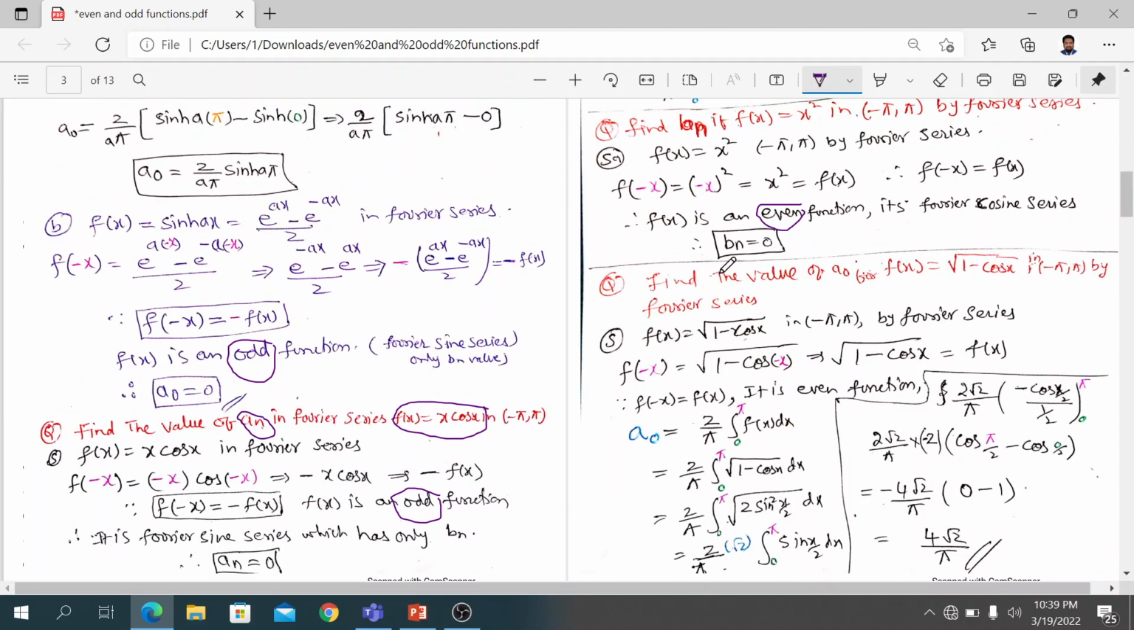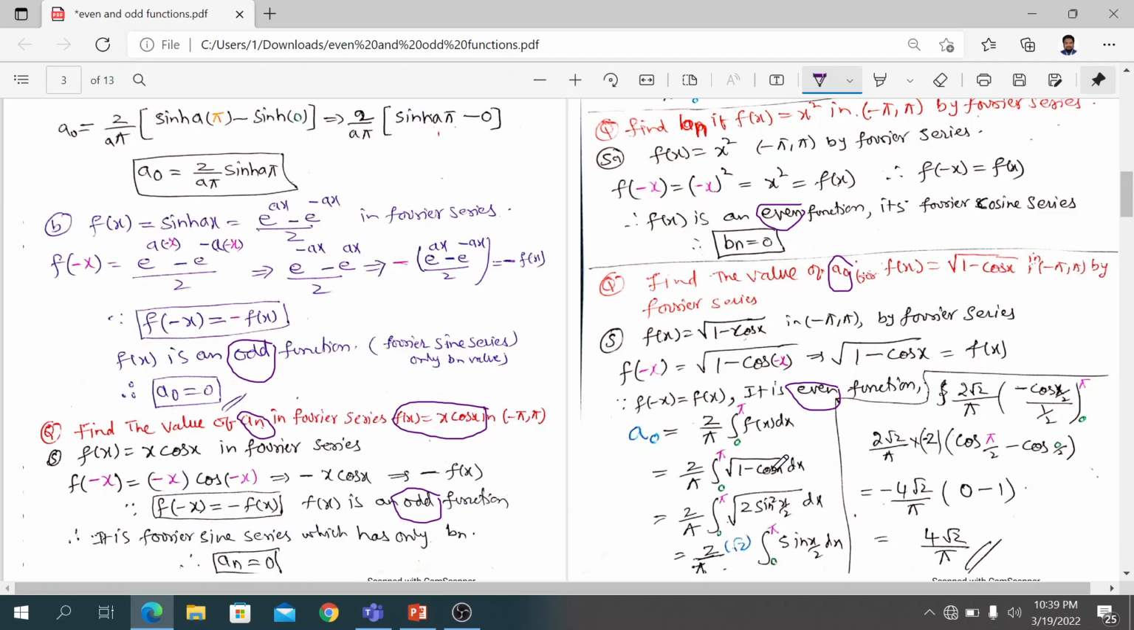Now next question, find the value of a naught for f of x is equal to root of 1 minus cos x in minus pi to pi by Fourier series. So f of x is given. Now check f of minus x: root of 1 minus cos of minus x, cos of minus x is cos x. So this is nothing but our f of x with plus. So it is an even function. So the a naught formula is 2 by pi integration 0 to pi f of x dx. What is f of x? Root of 1 minus cos x.